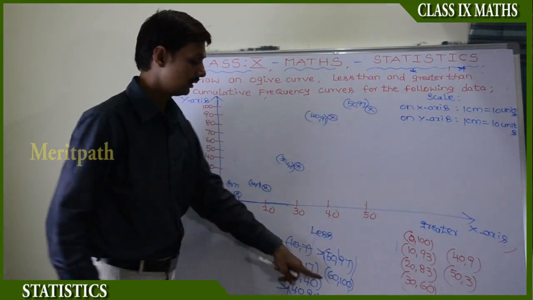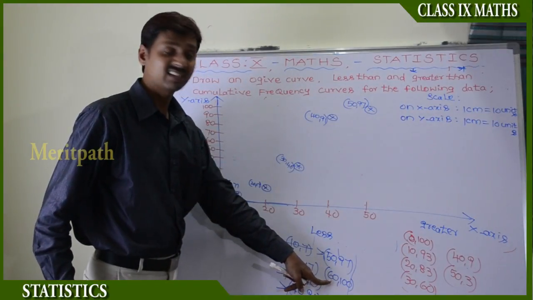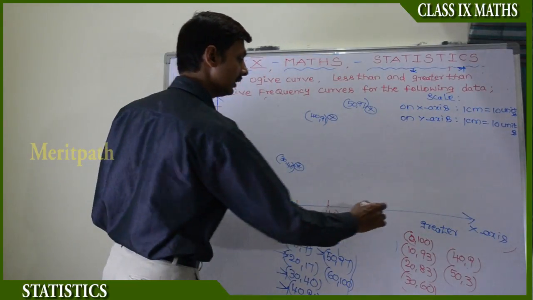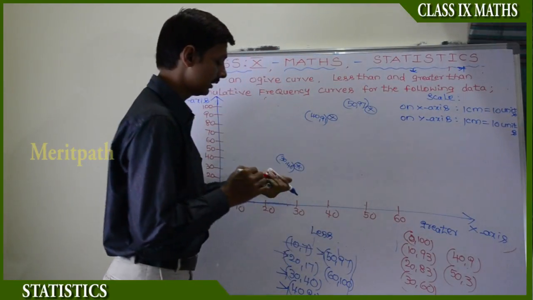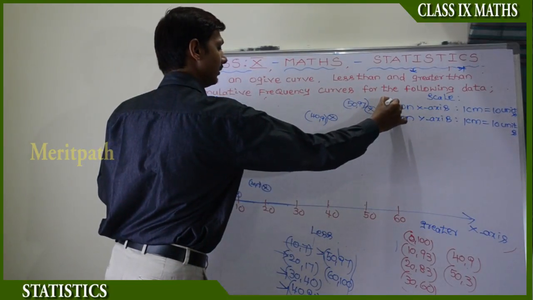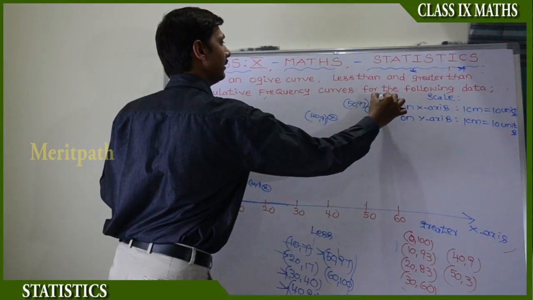Then after that, 60 and 100. On the x-axis it is 60, so let us take 60 also here. 60 and it is on 100. This is 60, 100.